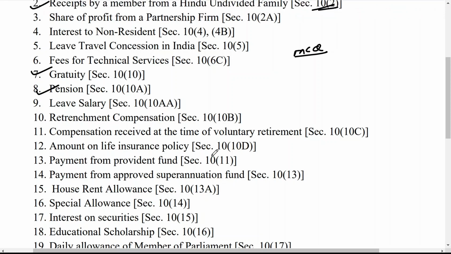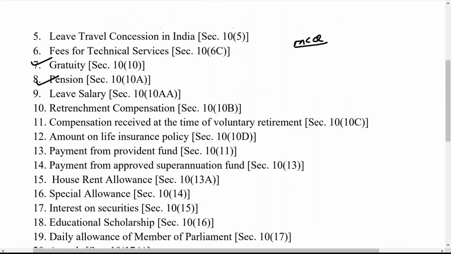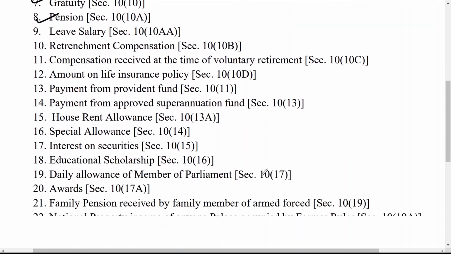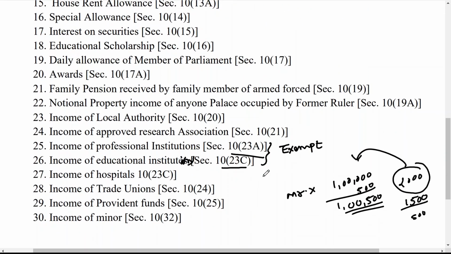Why is the government giving exemption to NRIs? Because the government wants to promote investment. That is why interest to a non-resident is exempt. So in this way some exemptions are given. The question can also be asked in this way: which of the following is covered under the chapter salary? Then in that case you have to identify.